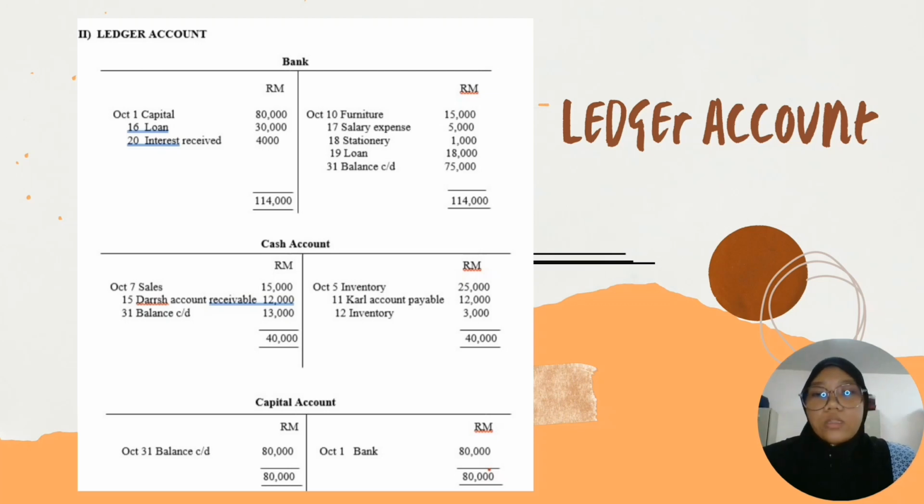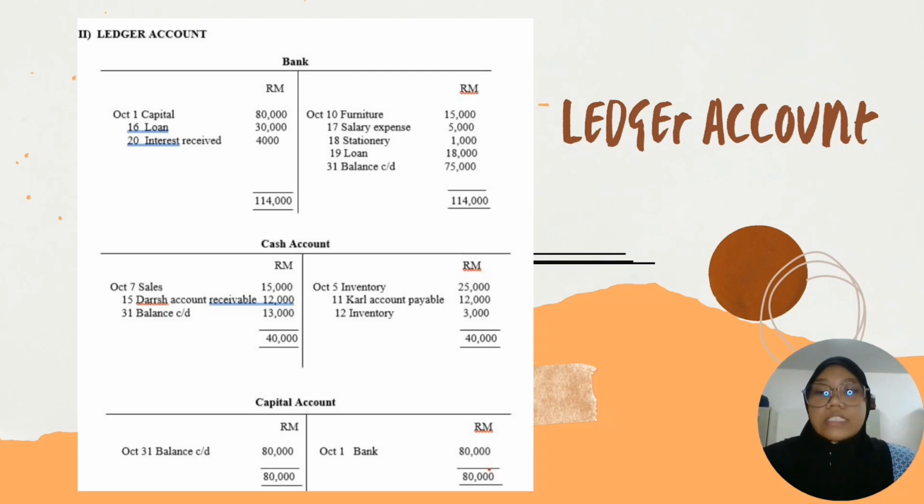I want to explain about ledger account. Ledger account is divided into two sides, which are the debit side and the credit side. Firstly is bank. On October 1st, the bank has a capital of 80,000. On October 6th, there is 30,000 and interest receipt of 4,000. Bank on the credit side has salary expenses, dictionary, loan, balance c/d. Both have a balance of 140,000.